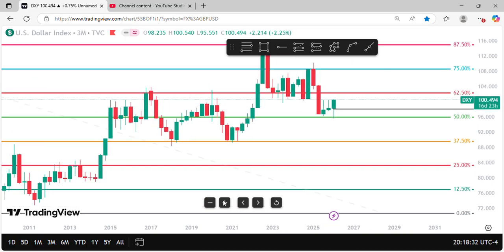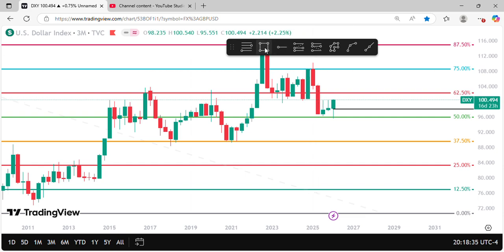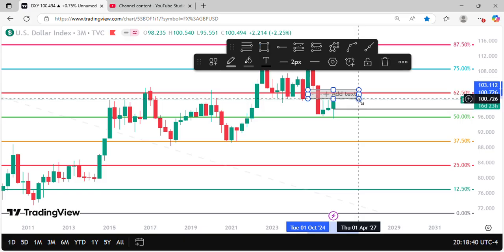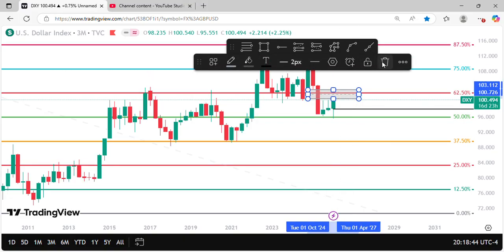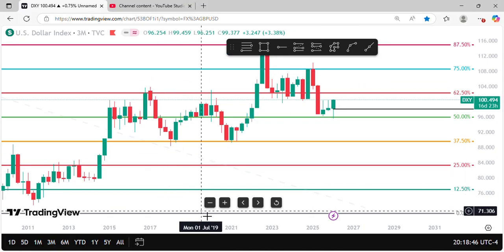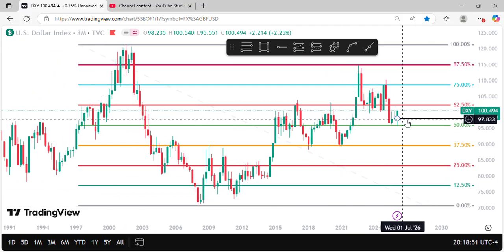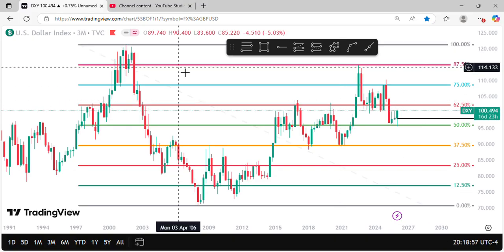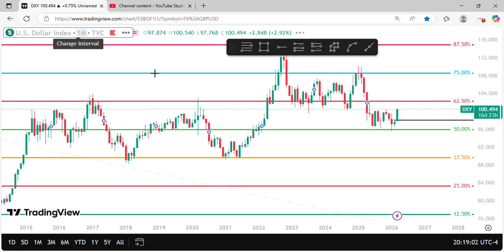Let me enlarge it so that you can see, right? This fair value gap seated right here. So that is where price is heading to at the moment. The only thing I'm looking at is how price is going to be supported from within this level into the 62.5. And to do that, I just move into the monthly to look for confluences.